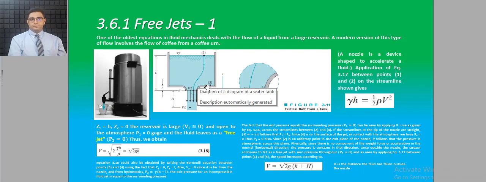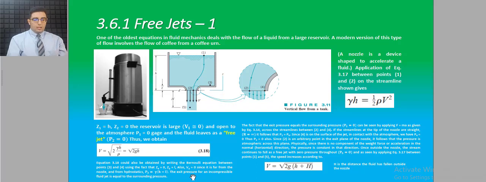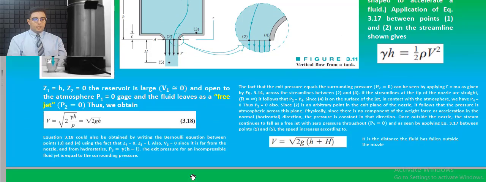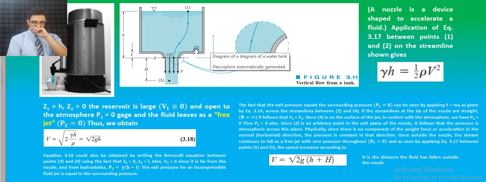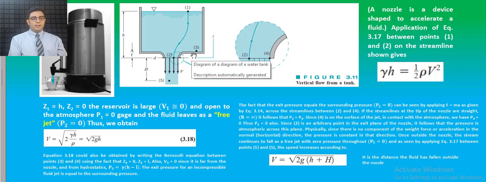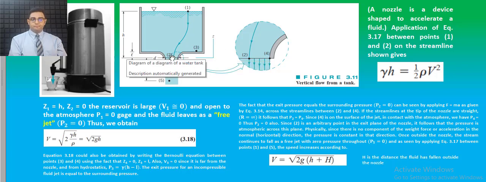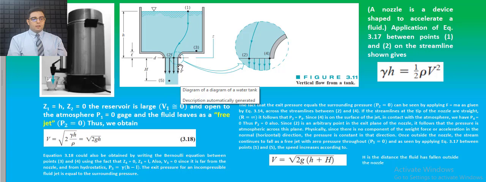We can also apply the Bernoulli equation between point 2 and 3. As you see, the velocity at point 3 is 0 because it's coming to the downside and it's coming to rest. Z1 has the elevation of h minus L from point 2, so the pressure at this side is going to be gamma multiplied by H minus L.